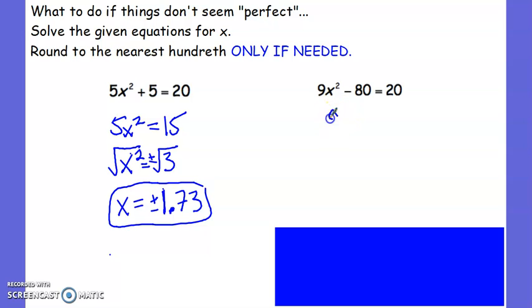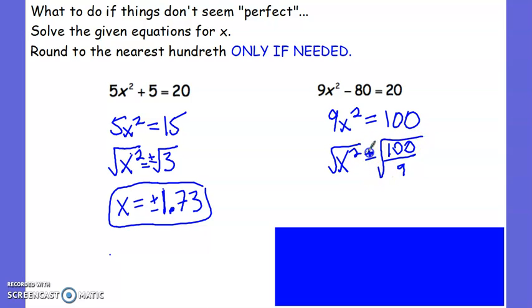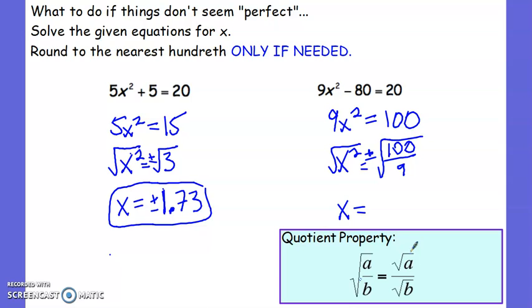Now, just because a number doesn't come out perfectly cleanly doesn't mean we have to round. So let's be careful here. If I add that 80 to the other side and then I divide by 9, you'll notice on these two, 100 and 9 are both perfect squares. So when I go to take my square root, remember, we've got some rules that say if it's the square root of a fraction, much like having an exponent, I can apply that square root to both the top and the bottom. We actually have a rule that says the square root of a fraction is the square root of the top and bottom. It's the quotient property. So this just became plus or minus the square root of 100, which is 10, and the square root of 9, which is 3. And we get our two answers.